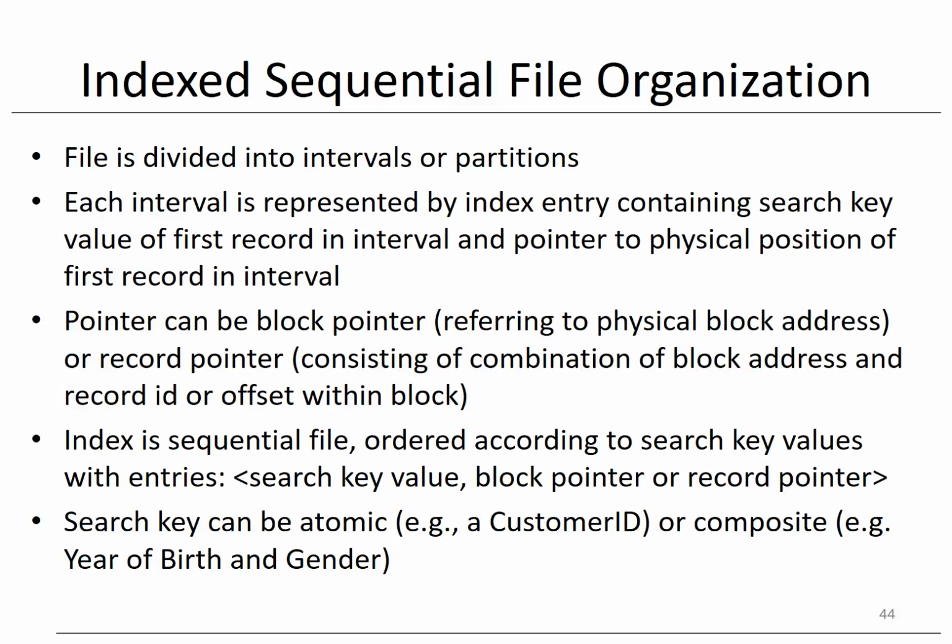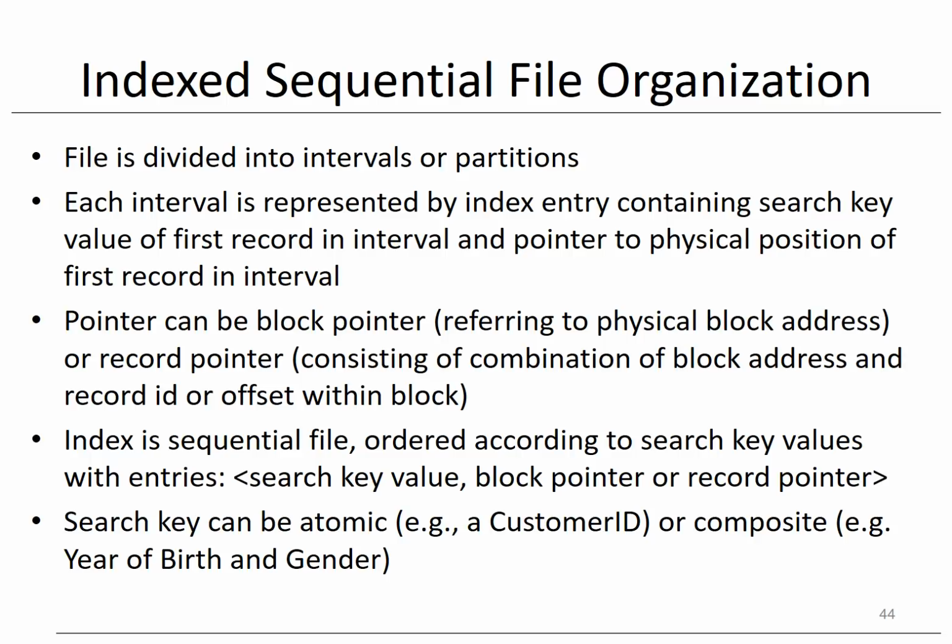A file is divided into different intervals or partitions. Each interval is represented by an index entry which contains the search key value of the first record in the interval as well as a pointer to the physical position of the first record in the interval. Depending on the case, this pointer may be realized as a block pointer or a record pointer. A block pointer refers to the physical block access of the corresponding record. A record pointer consists of the combination of a block address and a record ID or offset within this block and refers to an actual record.